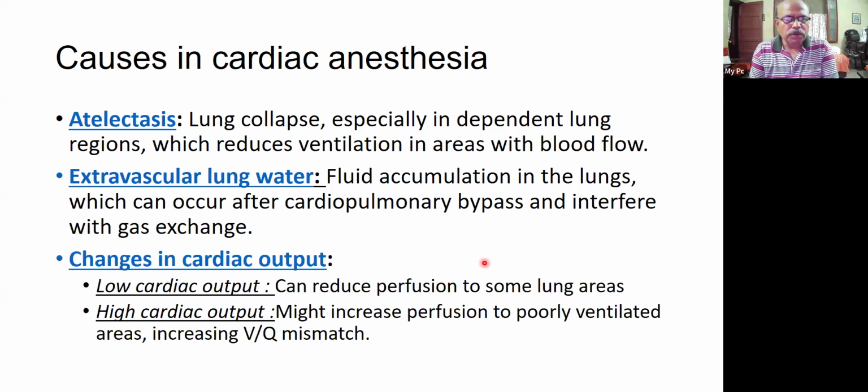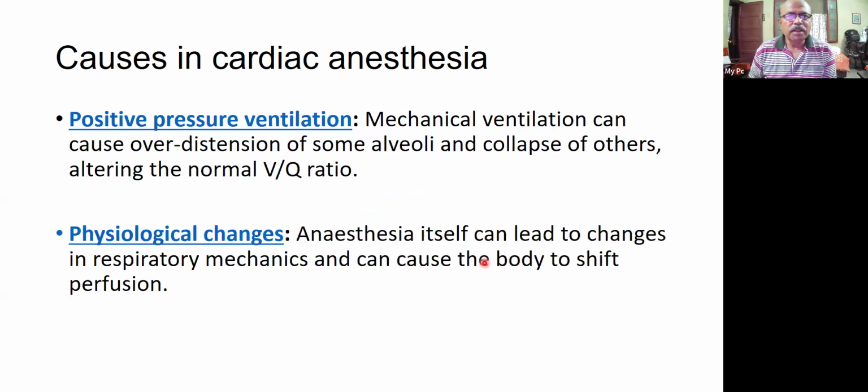Changes in cardiac output. If there is a low cardiac output, it can reduce the perfusion to some lung areas. If there is a high cardiac output, it might increase the perfusion to poorly ventilated areas, which increases the VQ mismatch. Positive pressure ventilation, which we have to do, can cause over distension of some alveoli and collapse of the others, altering the normal VQ ratio. Physiological changes are there. Anesthesia itself can lead to changes in respiratory mechanics and can cause the body to shift the perfusion.